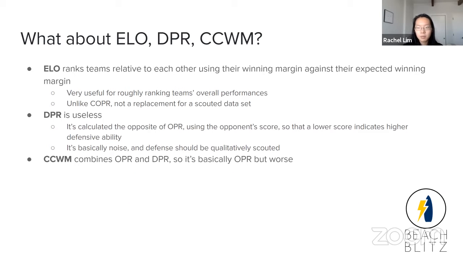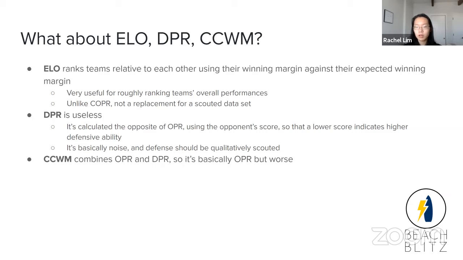And now I come to a couple of other stats: ELO, which has become really popular in recent years, DPR, and CCWM. So ELO, which comes from chess rankings, is a way of ranking teams relative to each other. It takes teams' ELOs going into a match, the opponent's ELOs going into a match, and figures out how much they think one alliance should win by. Then based on how much they actually win, if you beat that margin, you get pushed up in ELO, and if you do worse than that, you get shifted down.